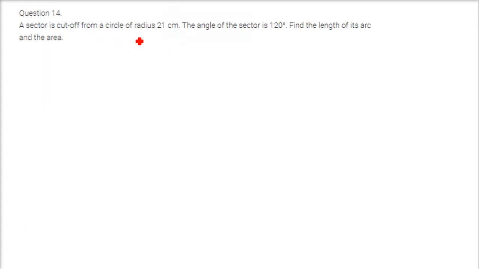A sector is cut off from a circle of radius 21 centimeter. So there is a circle and there is a sector being cut out, this center. Radius is 21 centimeter. The angle of the sector is 120 degree. Find the length of its arc. So we have to find this length of the arc and the area.